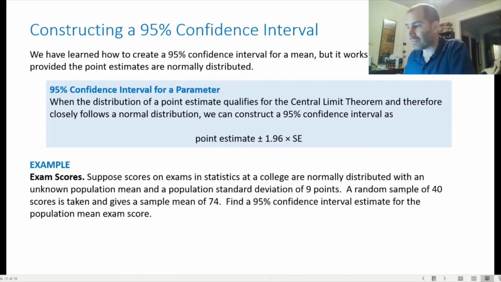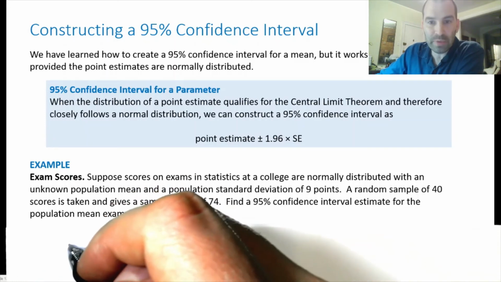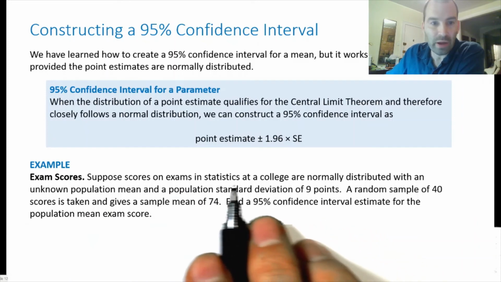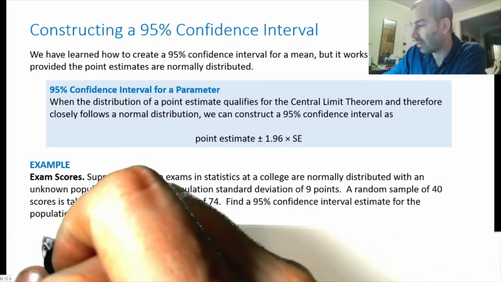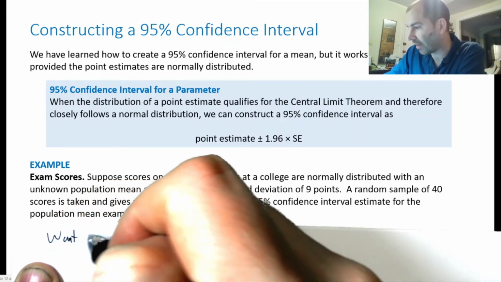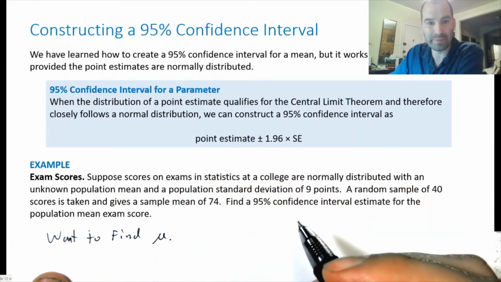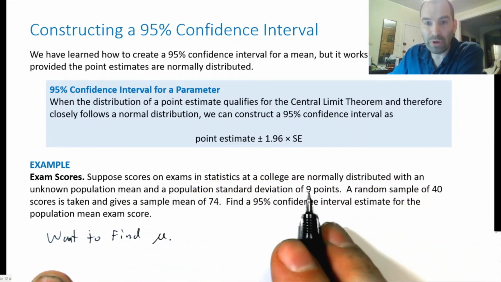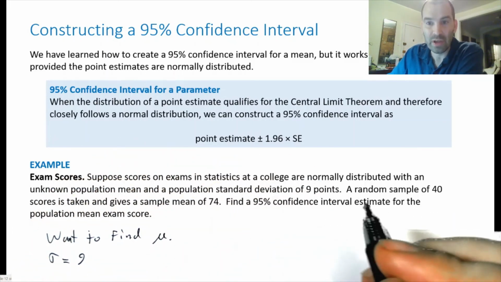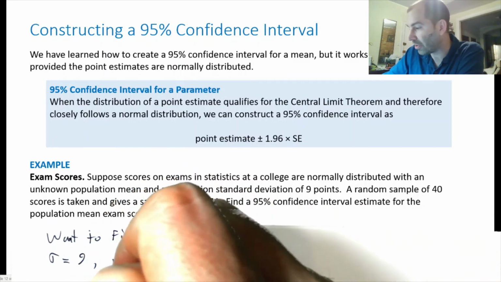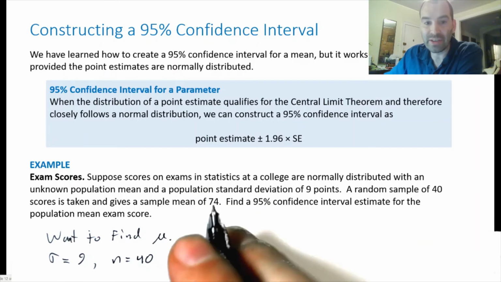Well, let's write down some of the things we do know here. We were told that we don't know what mu is. That's what we want to find, all right? We want to find mu, we want to estimate it. What do we know? We know the standard deviation. We're told that the standard deviation is 9. We took a sample of size 40, so we know n is equal to 40. And we got a sample mean of 74.